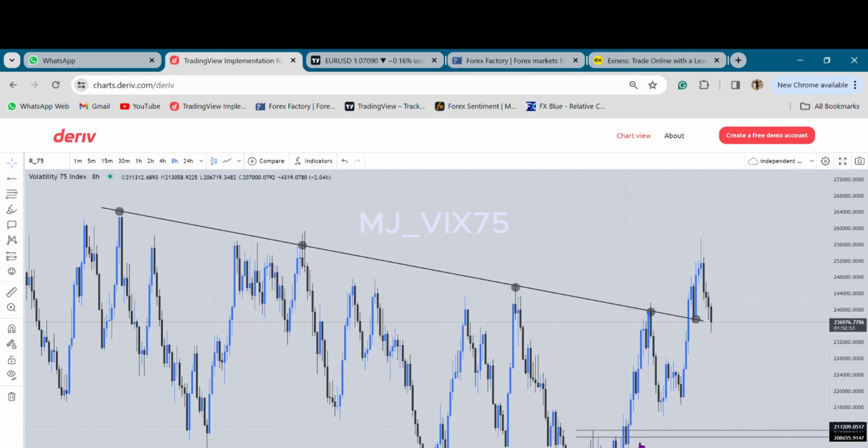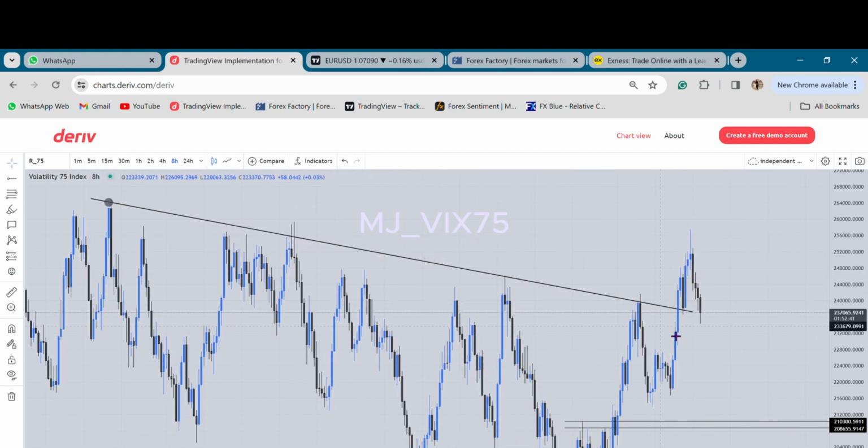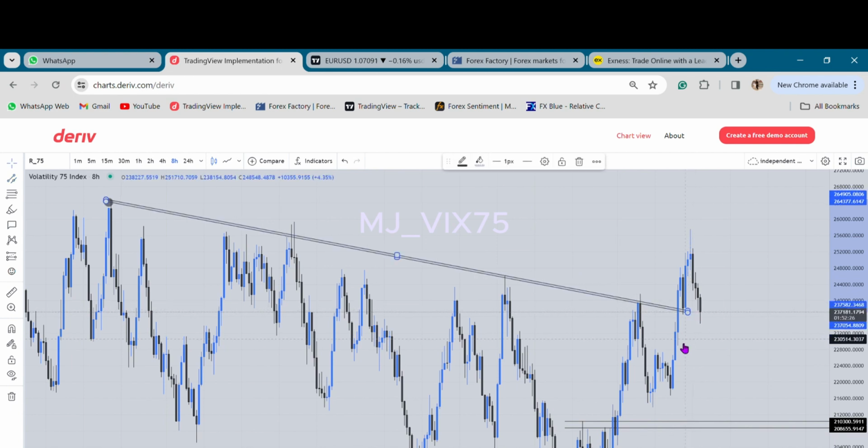Okay, so I like drawing it with a zone, just as we draw our supports. Let me just undo all this. Okay, so I like drawing it as a zone, something of this sort. So we have the trend line somewhere about here. So begin to get the zones as they are.